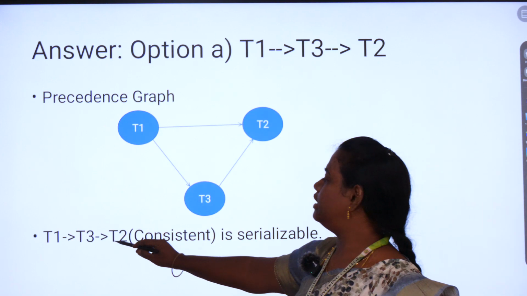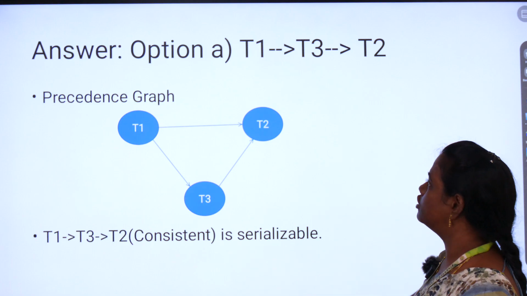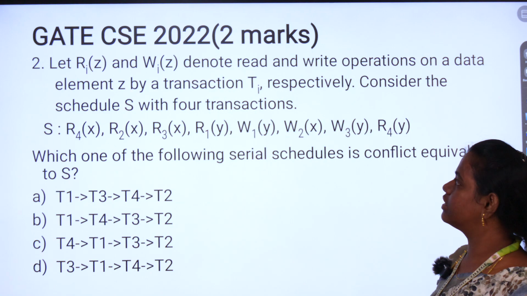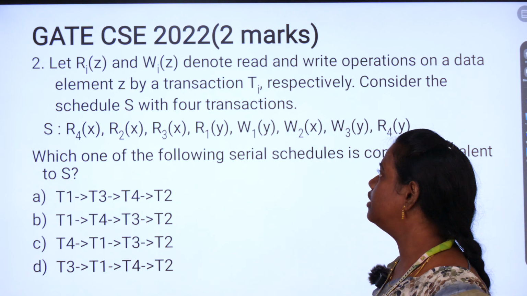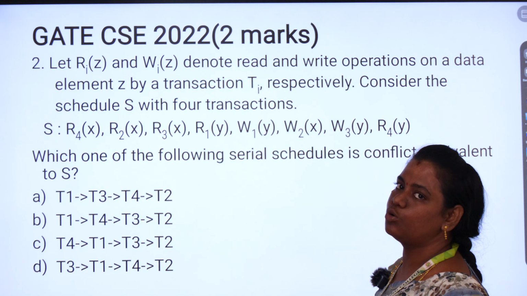So T1, T3 and T2, this is your consistent, this is your serializable. So your option A is your correct answer. Next, let's see the second example. This is asked in GATE CSE 2022. This is your 2-mark question.